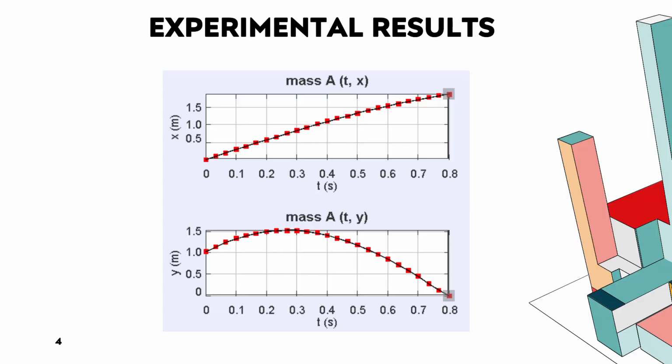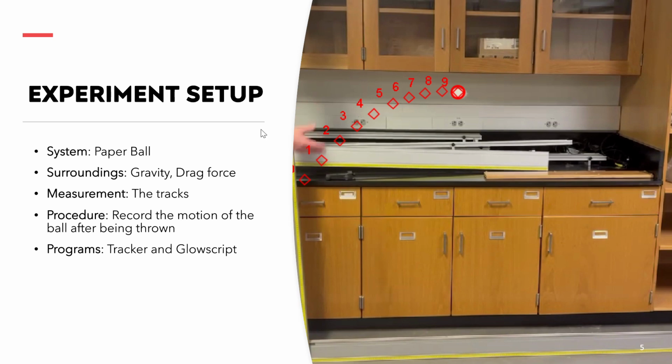So these are the experimental results of the lab. This is the experimental setup. We took two of these track things in the back of the physics room, and we set them up as our measurements. Our system was the paper ball, our surroundings, gravity and drag force. The measurements were those tracks that we used.